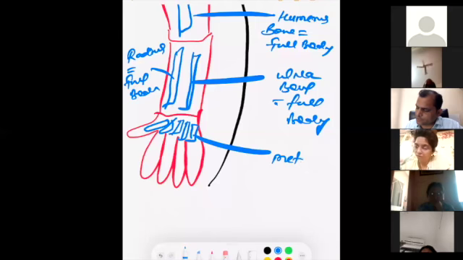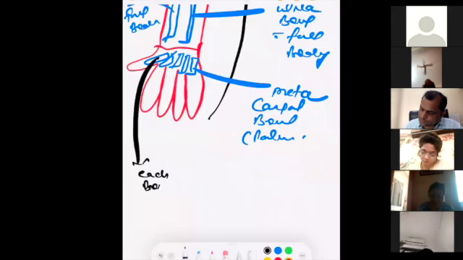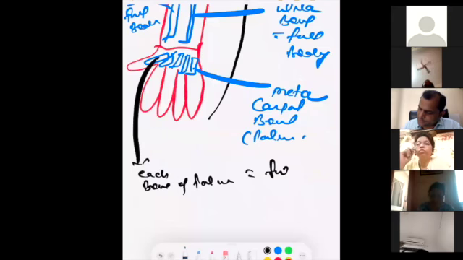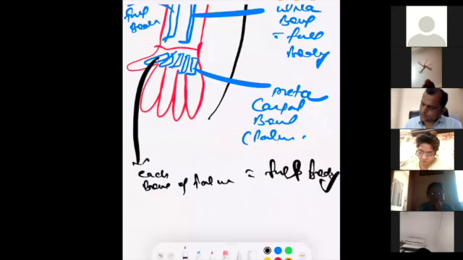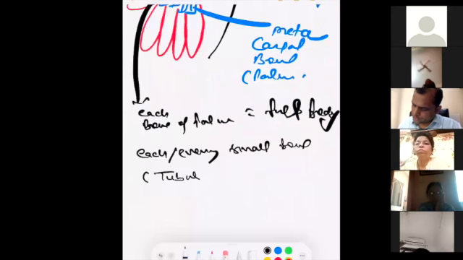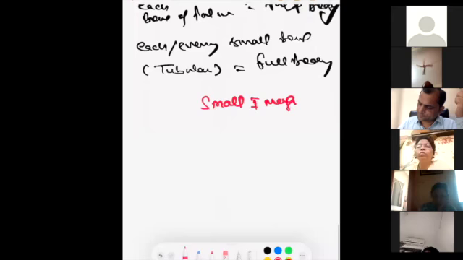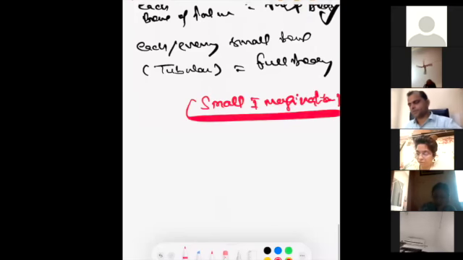the metacarpal bones. These are the bones of the palm. Each bone of the palm is equal to the full body. Each and every small bone, which is tubular and long, is a full body. So this is called the small imagination. Whether we do the full imagination or the small imagination, in both conditions we are getting the results.